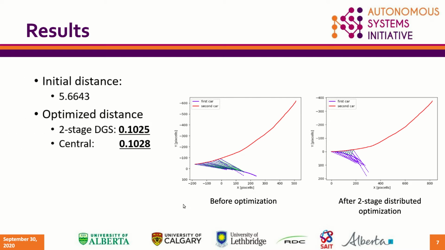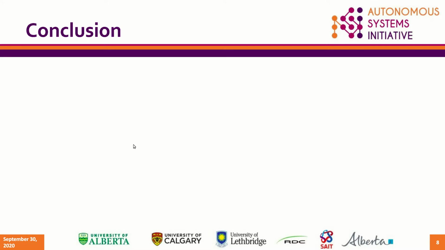As you can see, the results for the distributed methods, for both two-stage and central optimization approach, are at the same level.